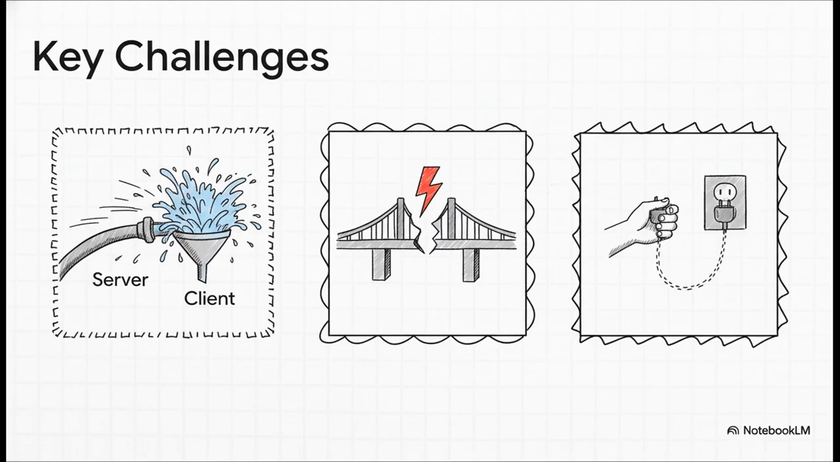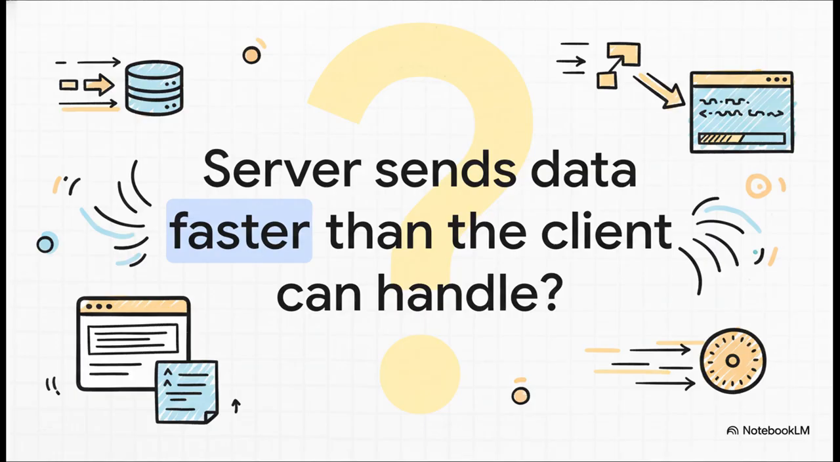But building a great system isn't just about sending data. You have to plan for the tricky stuff. Like, what happens when the server is way faster than the client? What if something breaks halfway through the stream? And what if the user just decides to cancel the whole thing? Let's tackle that first one. Imagine your powerful server is just a fire hose, blasting out data, but the client is, say, a low-powered phone that just can't keep up.